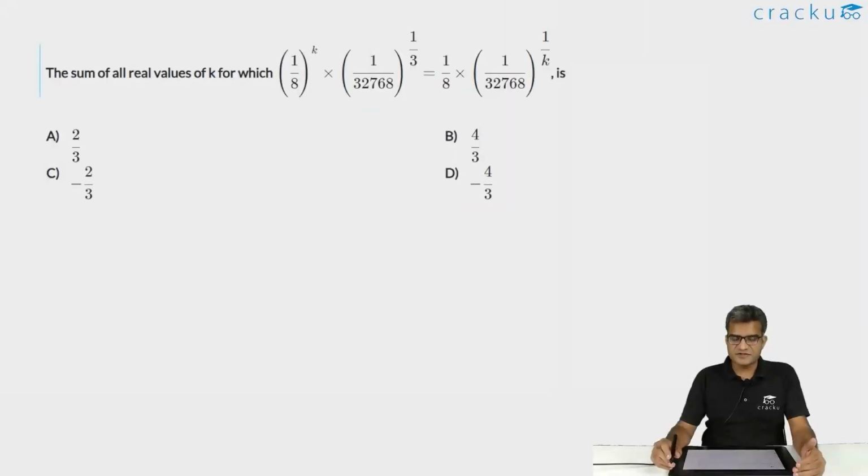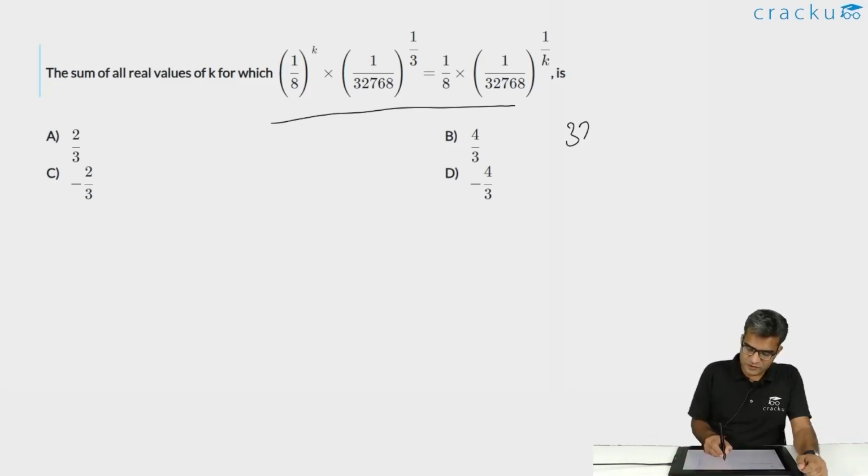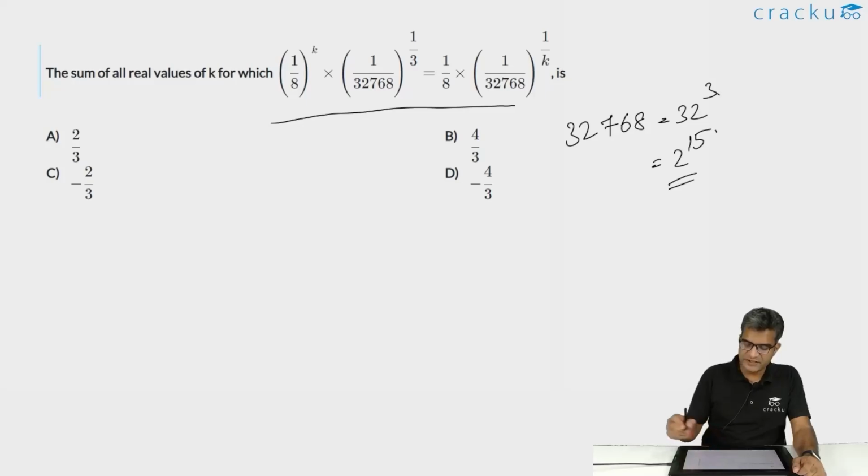In this question, we are asked to calculate the sum of all the real values of k for which this equation is satisfied. To calculate this equation, one thing we need to know is what is the value of 32,768. 32,768 is equal to 32 whole cube. 32 itself is 2 to the power 5, so this is 2 to the power 15. That is something that we need to know to actually solve this question.